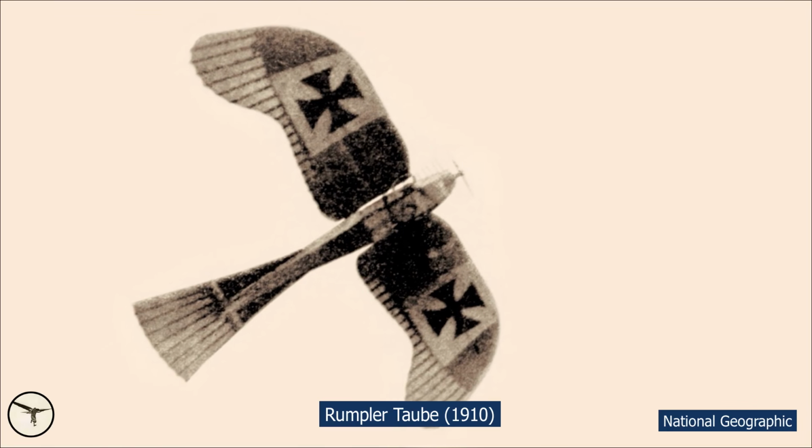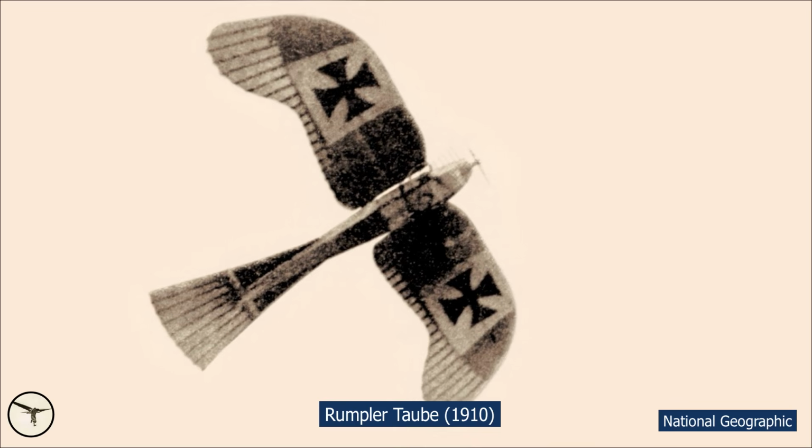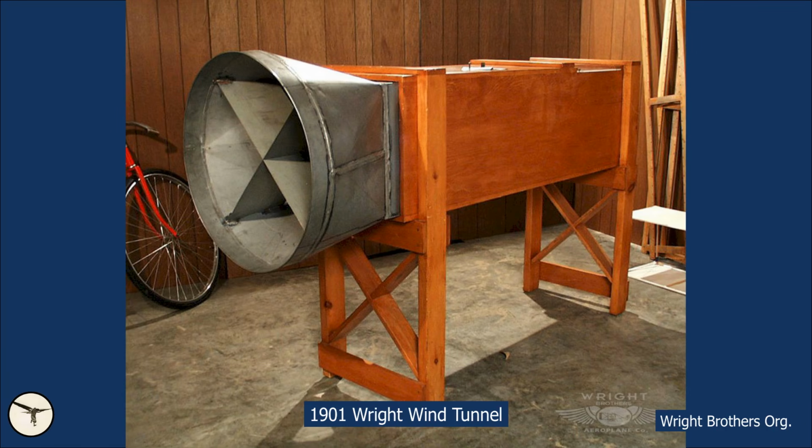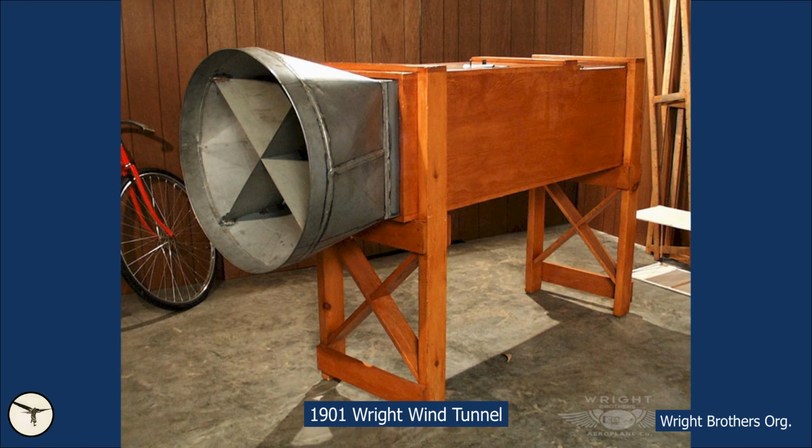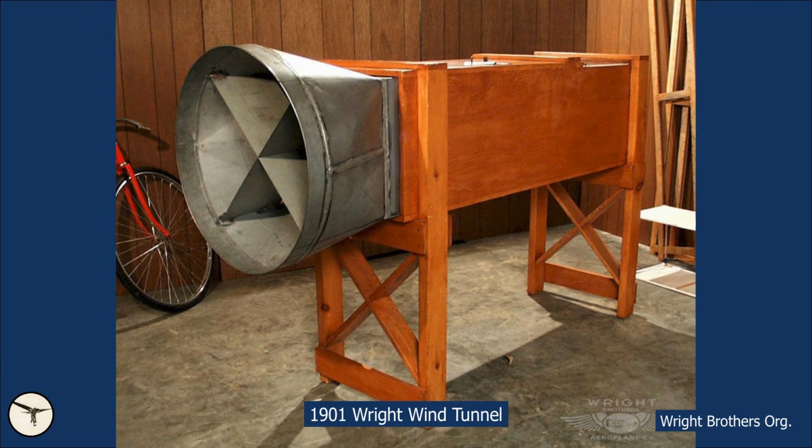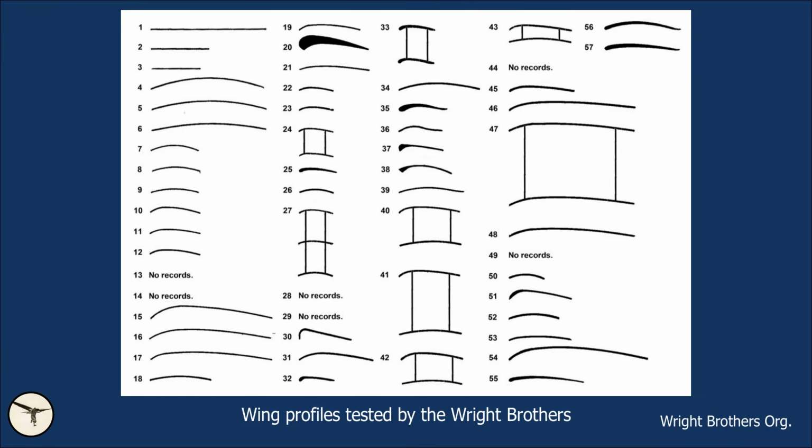Early aviation pioneers were inspired by the birds and copied the shape of the wings. The Wright brothers took it a step further and designed the first wind tunnel. It was important for them to develop an efficient wing because the first engine produced only 12 horsepower.